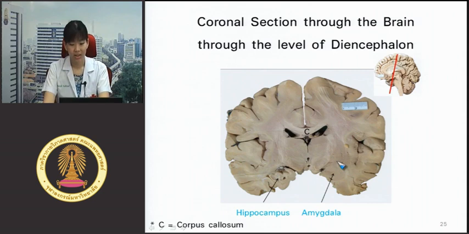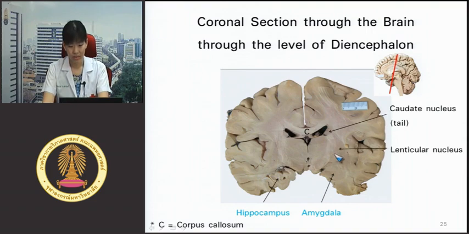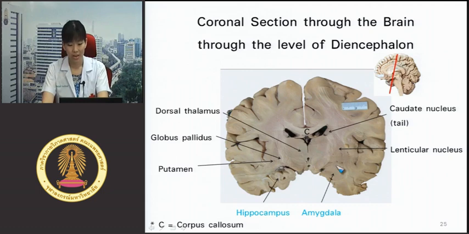We still focus at the basal ganglia. A coronal section of the brain through the level of the diencephalon shows the caudate nucleus and lenticular nucleus. Note the lenticular nucleus is composed of the outer segment called putamen and the inner segment called globus pallidus. The lenticular nucleus is separated from the medially located dorsal thalamus by the posterior limb of the internal capsule.